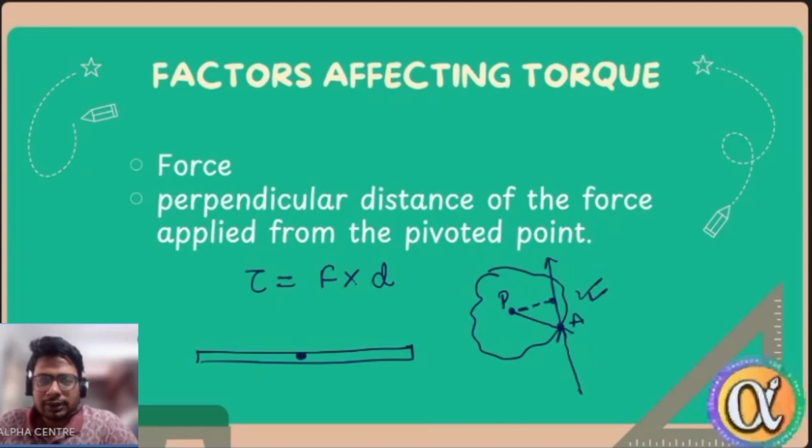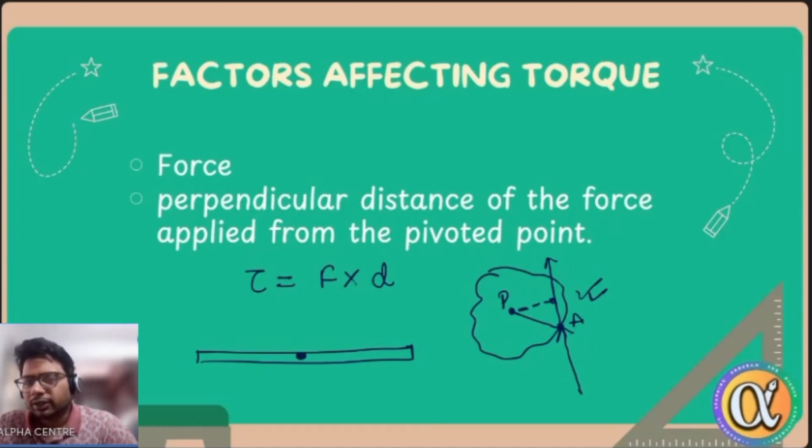So these are the two factors. If they ask you what are the factors affecting torque, you just need to write this: the force applied on the body and the perpendicular distance of the force applied from the pivoted point.